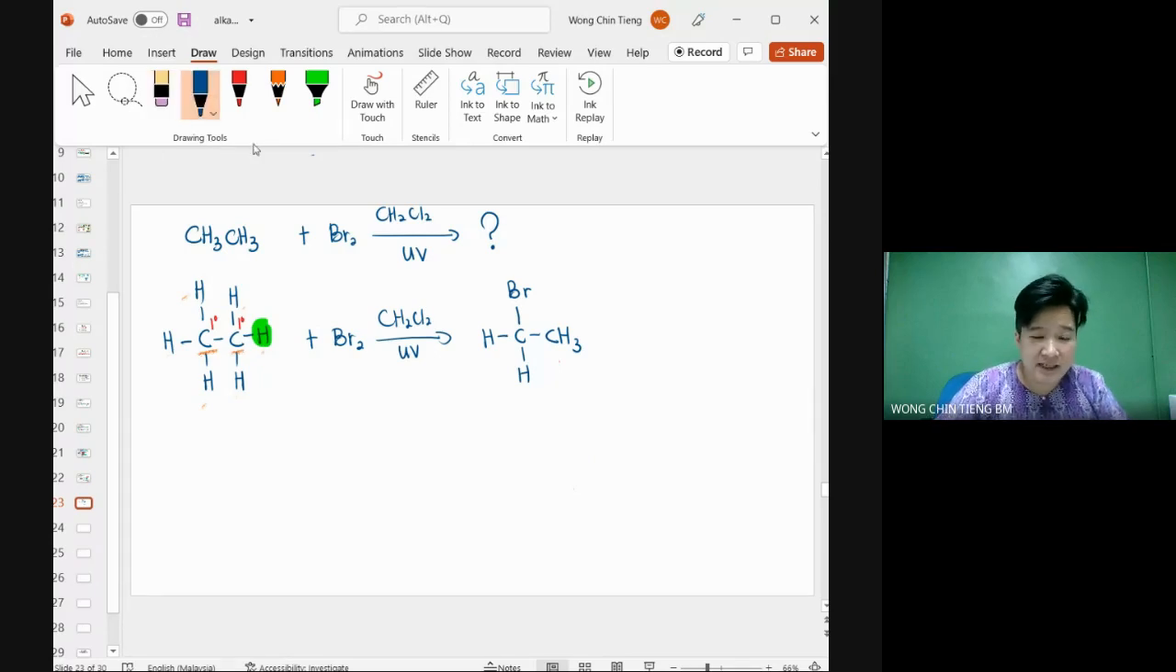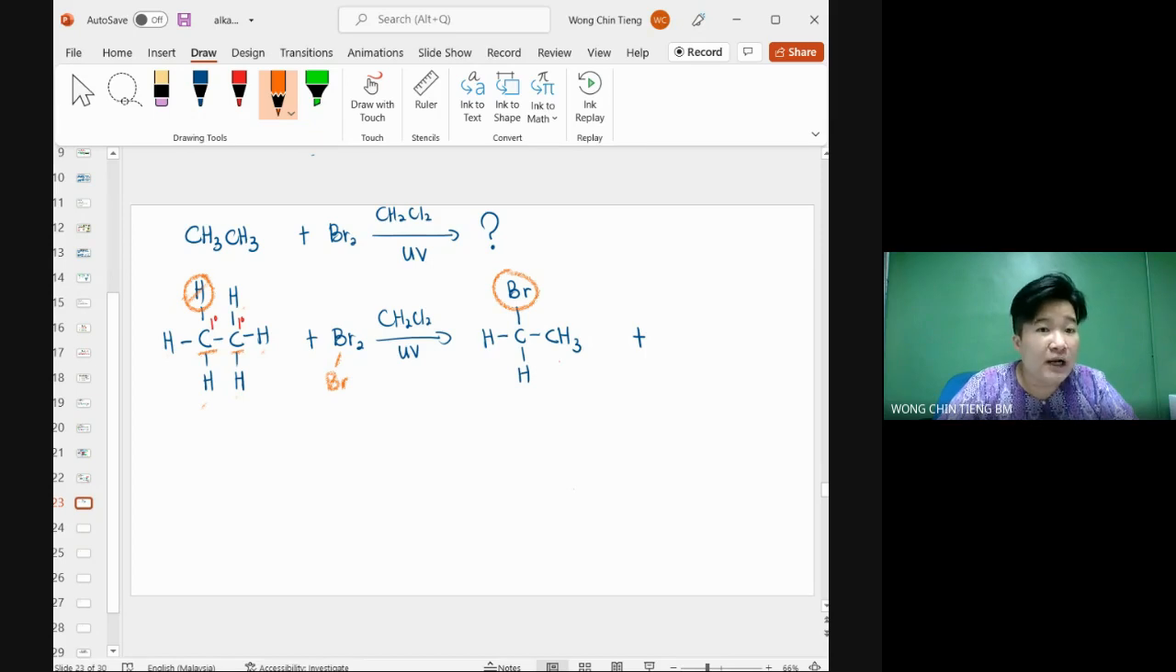So, tak habis lagi, jangan habis. I substitute the hydrogen just now. I substitute this hydrogen with this Br. So, the hydrogen dah keluar. Kat sini Br masih ada satu. So, what do I produce? Alright, at the end, kita ada kawan satu lagi, kita panggil byproduct. Byproduct tu adalah HBr. Okay?